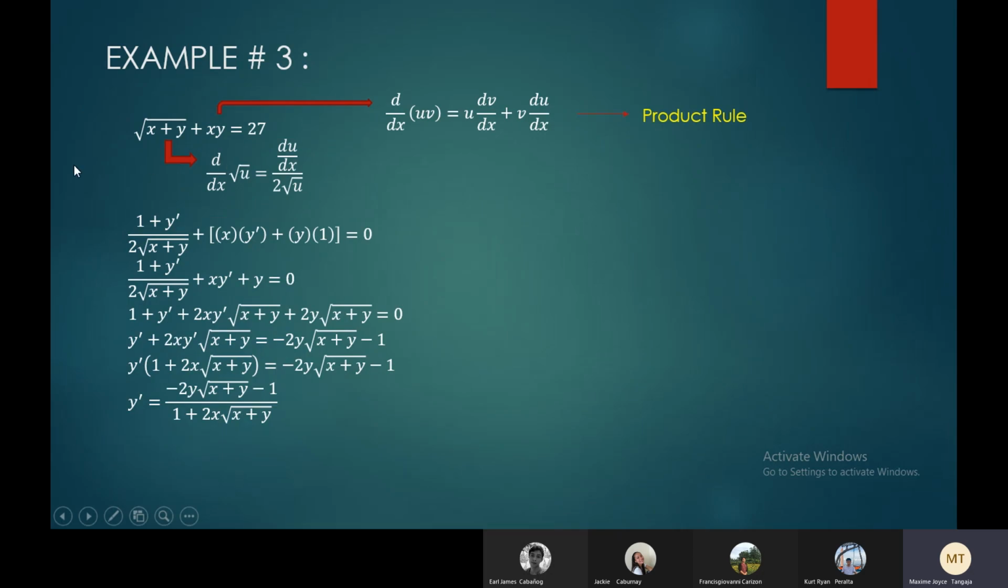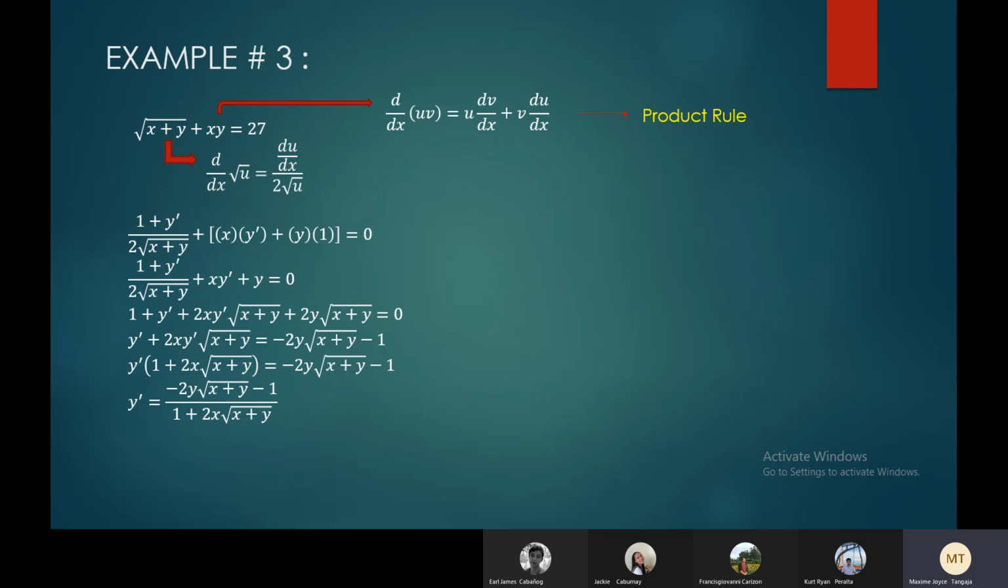So, d over dx square root of u equals du over dx all over 2 square root of u. Muna siya pwede ma-apply aning radicand. So, for the xy, product rule: d over dx of uv equals u dv over dx plus v du over dx. So, ang derivative of u, which is x plus y. So, derivative of x equals 1. Ang derivative of y is y prime. All over 2 times square root of u, which is x plus y.